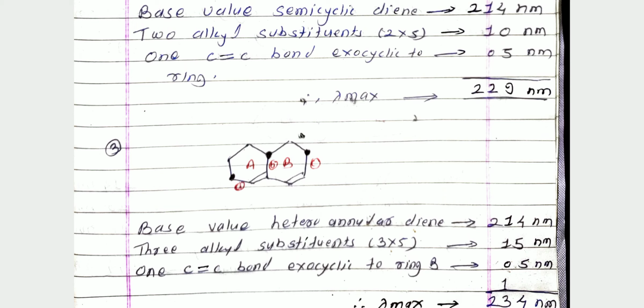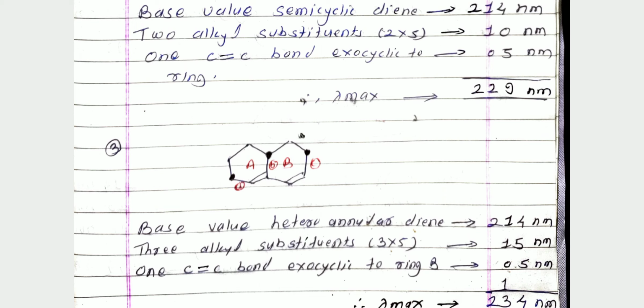Here two double bonds are present. One double bond present in ring A. Another double bond is present in ring B. Therefore, this structure is the example of heteroannular diene. And the base value for heteroannular diene is 240 nanometer. Then again I am showing dotted carbon atoms.